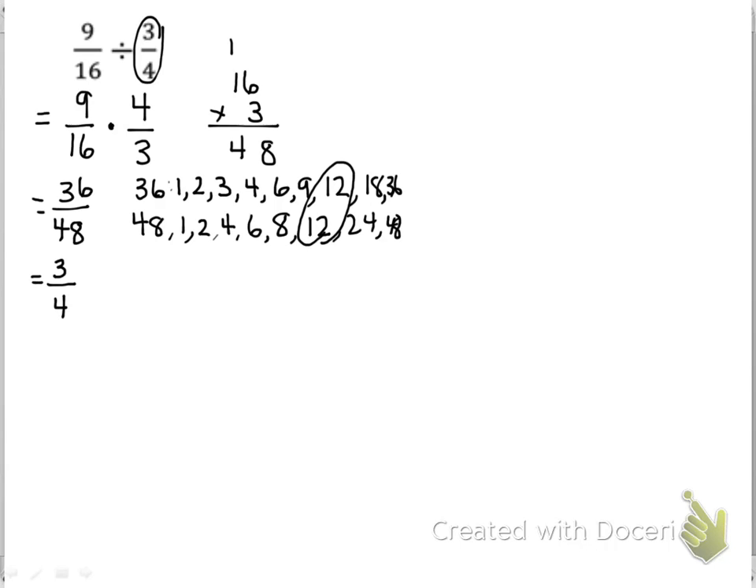So that means that 9/16 divided by 3/4 is actually 3/4, which may seem kind of funny, because if we're dividing by 3/4, how can we end up with an answer that's 3/4? And tomorrow, we'll talk about that some more.